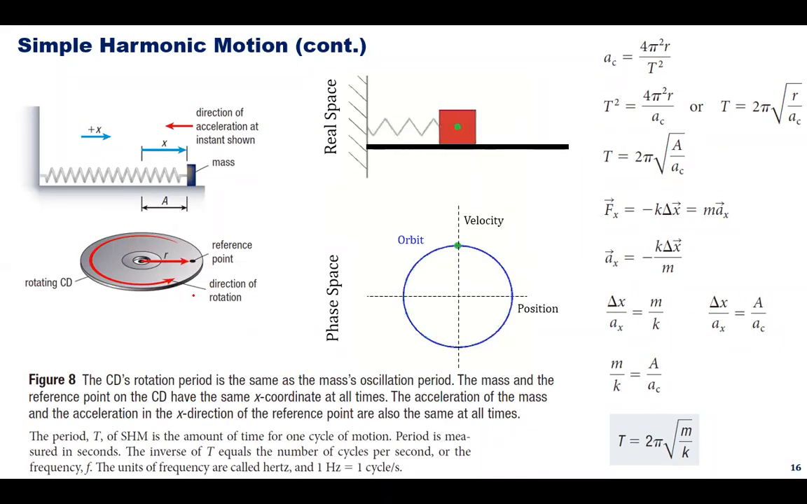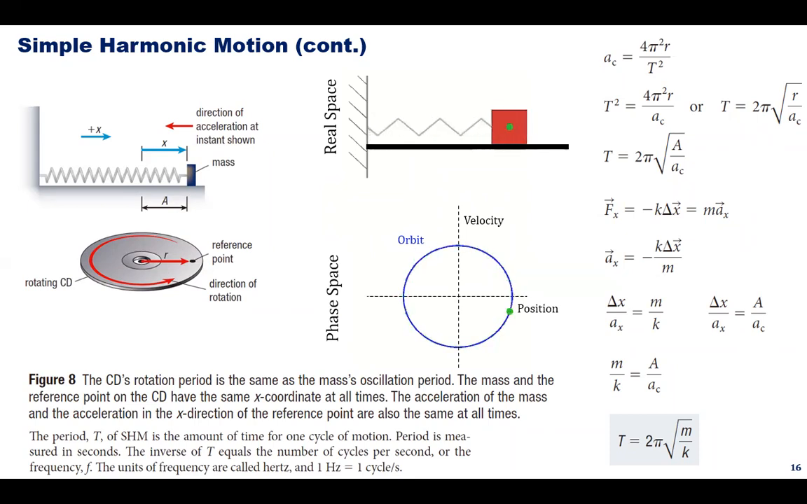Suppose that the amplitude of the SHM equals the reference point's radius of revolution. What if the period of vibration for SHM exactly equals the period of rotation for the CD? Then the x-coordinates of the mass and the point on the CD will remain equal at all times, right? This means that the acceleration of the mass is the same as the acceleration of the x-coordinate of the reference point at all times.